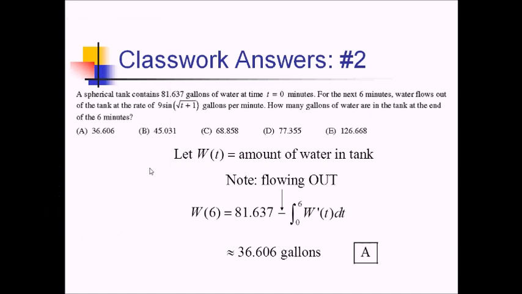Now, just as a little sanity check here, folks, you started with 81 gallons of water. It flowed out for 6 minutes. So if you picked choice E, you should not end up with more water than you started with if water is flowing out. So you could at least eliminate that one.